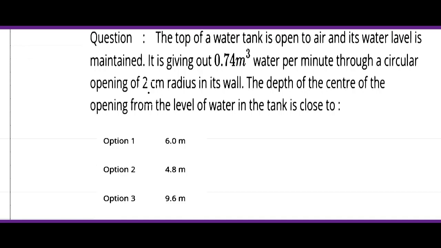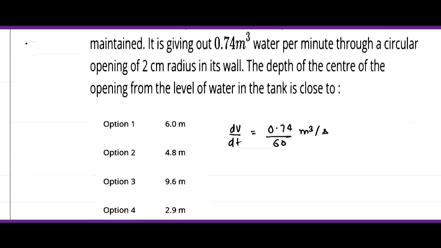So if you see here, the volume flow rate we know already, it is 0.74 per minute, right? So you can get it in per second. So I will write down, this will be the volume flow rate in meter cube per second. Now we know that it will be equal to the area times the velocity, and we want the depth. So if I write down area times efflux speed, we know that it is under root 2gh.